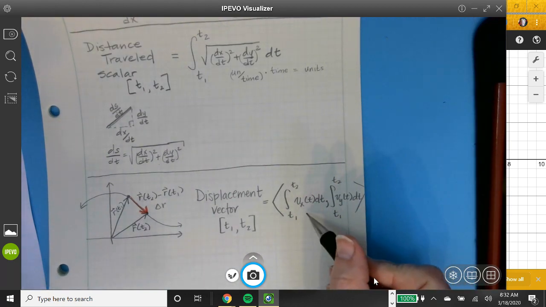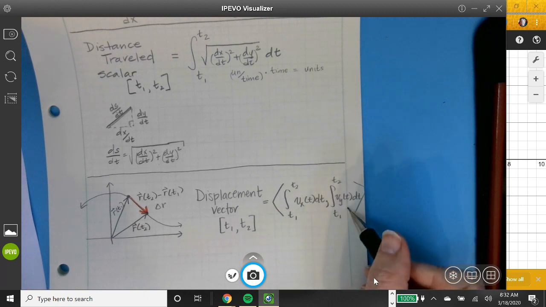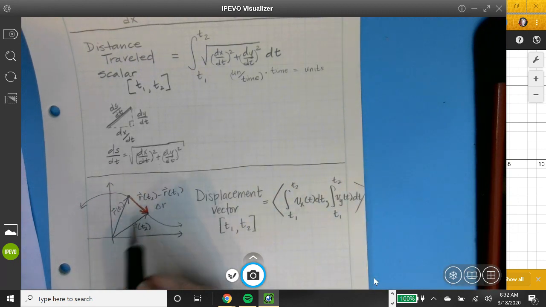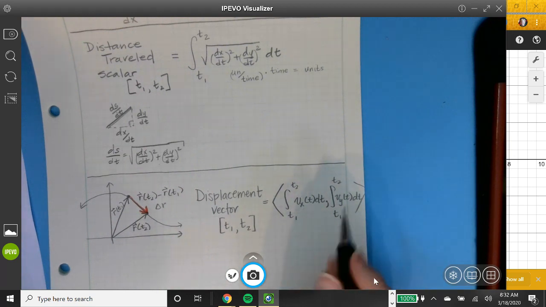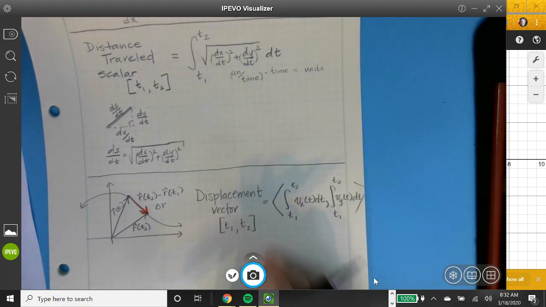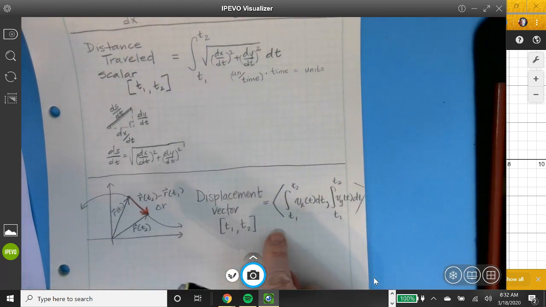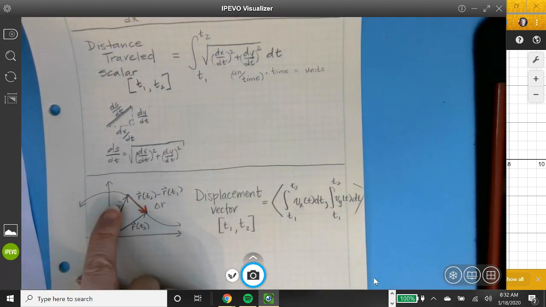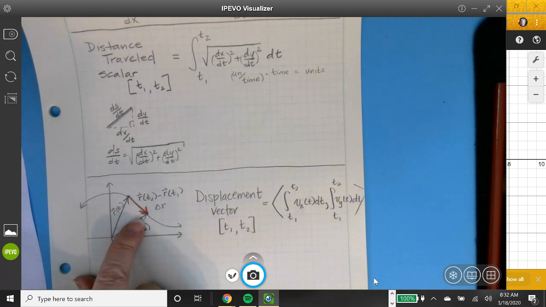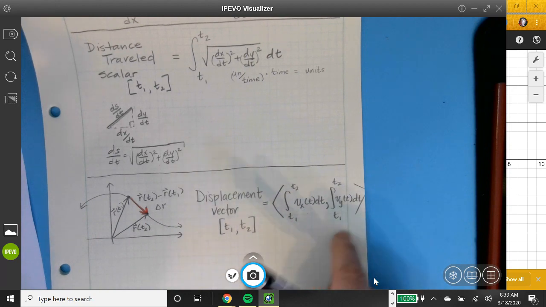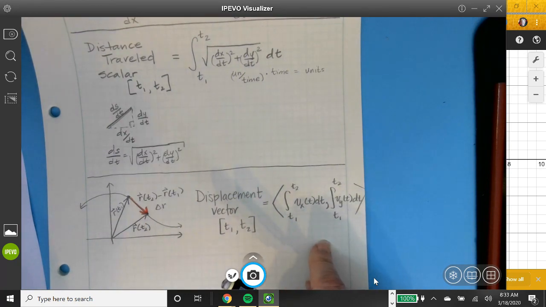Okay, and this basically is the change in the x, and this is the change in the y component, which is interesting. Okay, so this is the displacement vector. And I like to say that this shows us where the particle moved from and ended up to. So moved from here to here. And so you're going to have a vector that's pointing to where the particle moved. Okay, so that's the displacement vector.